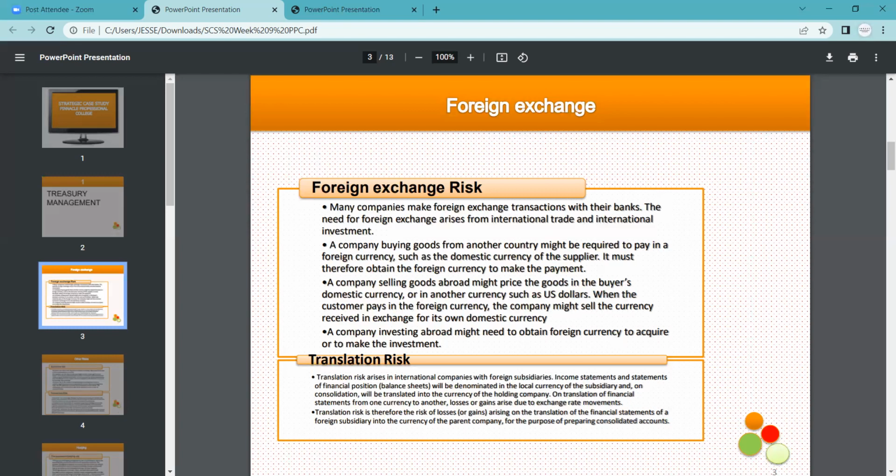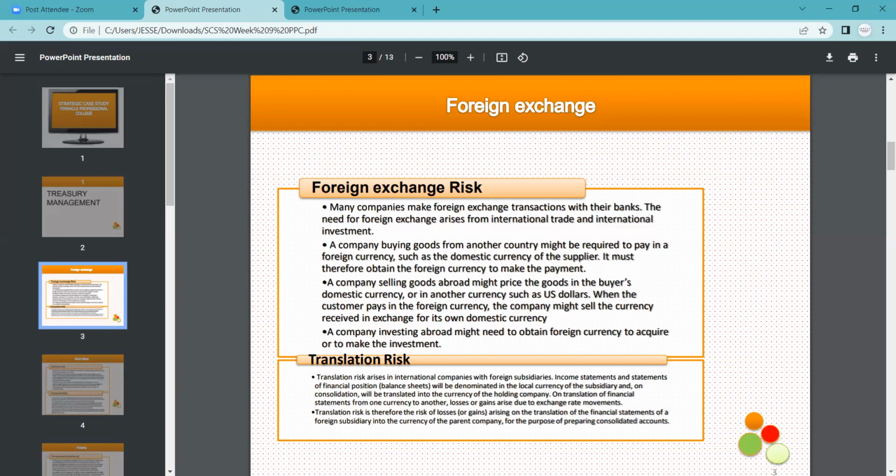Now, where the translation risk comes in is that upon consolidation, huge organizations like Microsoft, which has multiple subsidiaries across the world, all of these subsidiaries will prepare the reports, but these reports have to be consolidated. When they are consolidated, they will be translated into the currency of the holding company. It is in this translation of the financial statements from the local currency to the currency of the holding company that lies the risk, right? In this translation, you can see losses or gains that may arise due to exchange rate movements.